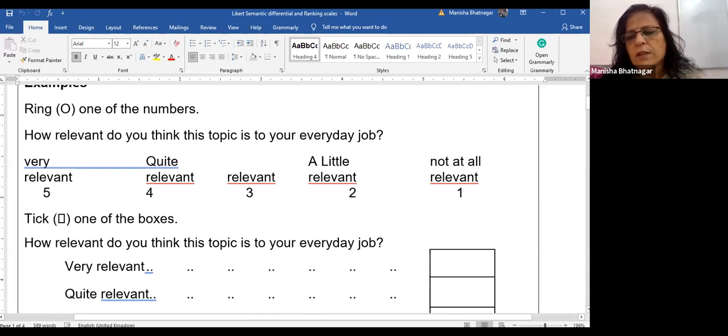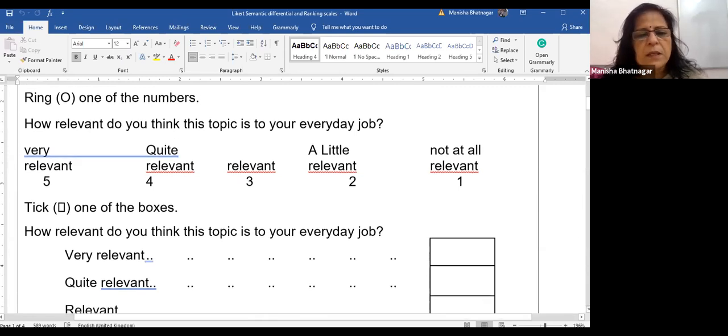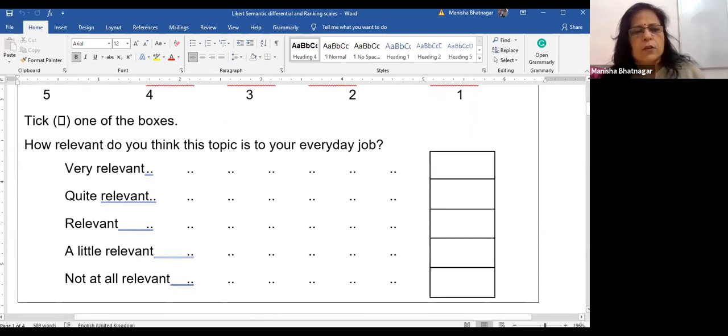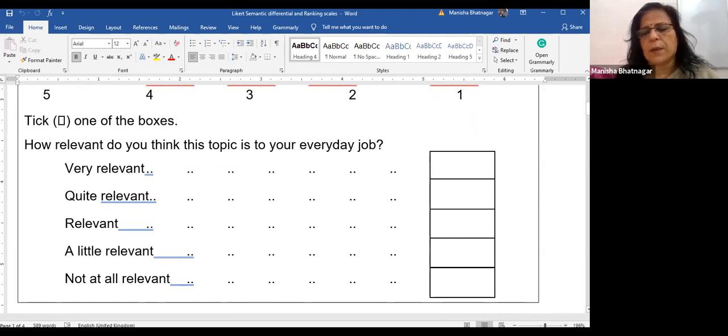So these are the choices that can be given, and a person can put a tick or you can put a ring around them. It can be made this way. The choices can be made this way.